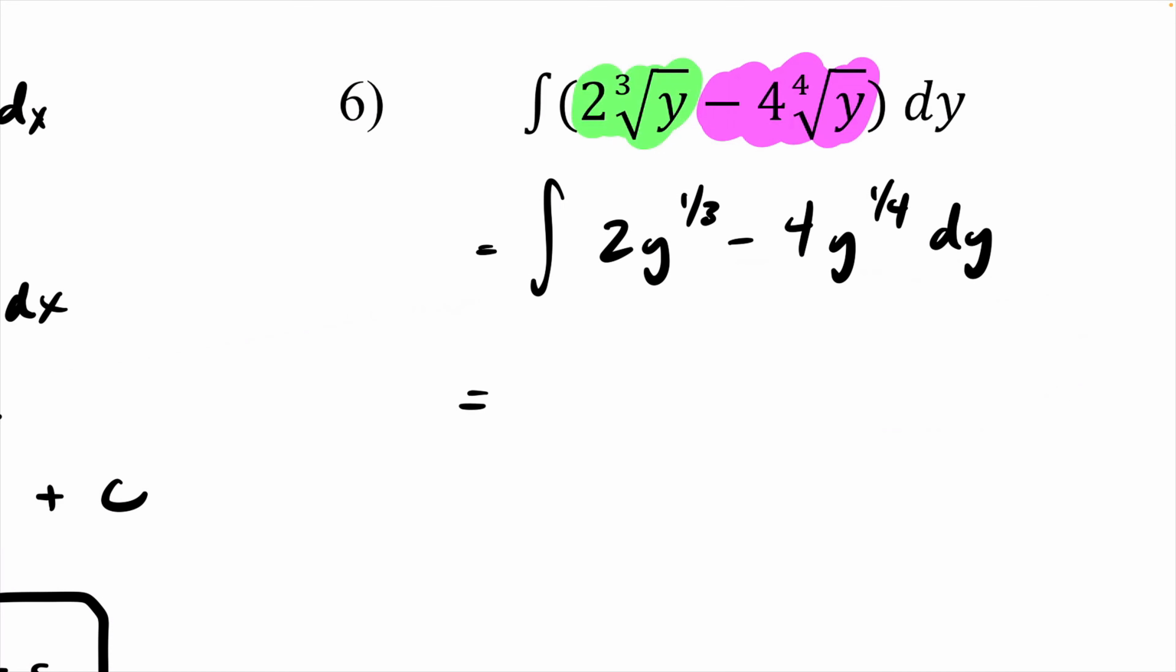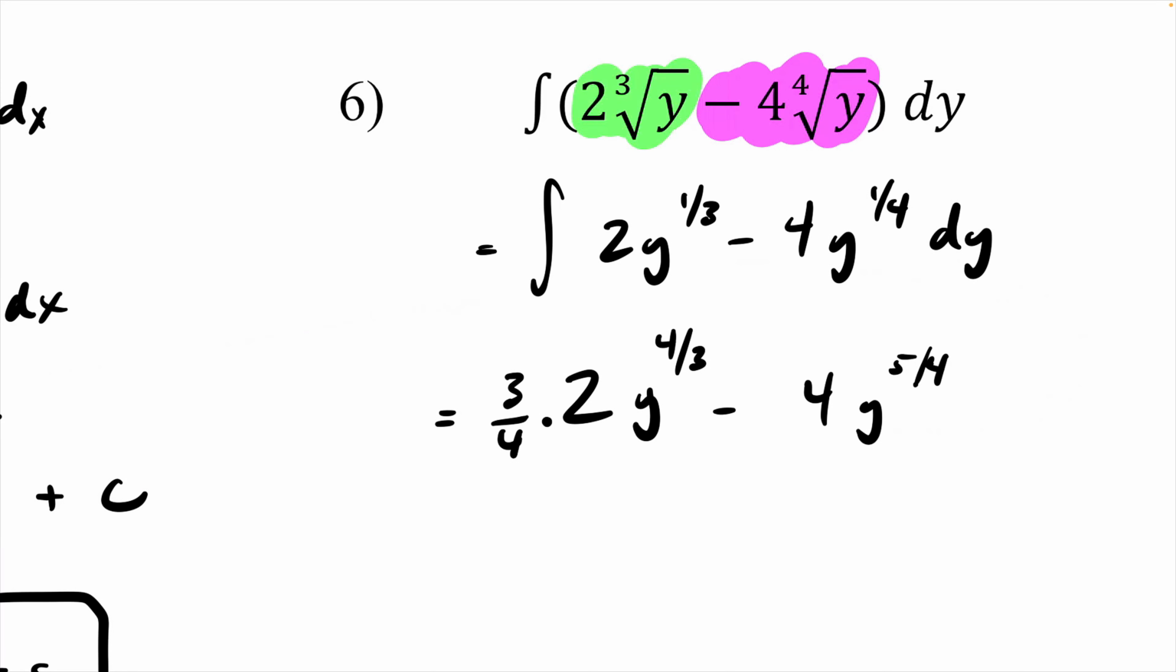Okay. Power rule. Add 1. If I add 1 to 1/3, what do I get? 4/3. And instead of dividing by 4/3, let's multiply times 3/4. Okay. And then over here, we get 4y to the 5/4. Instead of dividing by 5/4, let's multiply by 4/5.